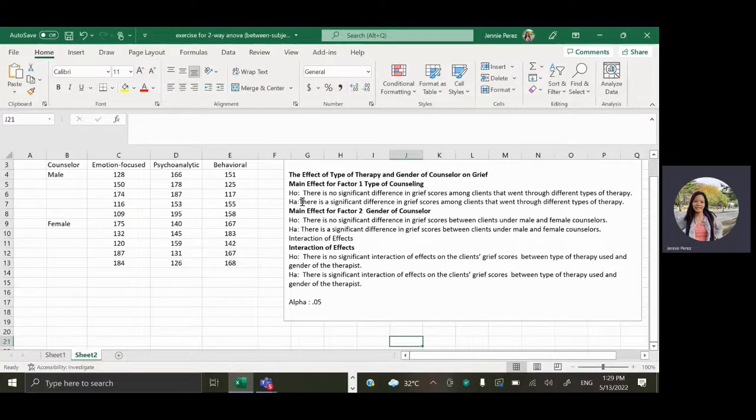And the alternative hypothesis would be there is a significant difference in grief scores among clients that went through different types of therapy. And then the main effect for factor 2 refers to gender of counselor. So the null hypothesis would say that there is no significant difference in grief scores between clients under male and female counselors. And the alternative hypothesis would be there is a significant difference in grief scores between clients under male and female counselors.